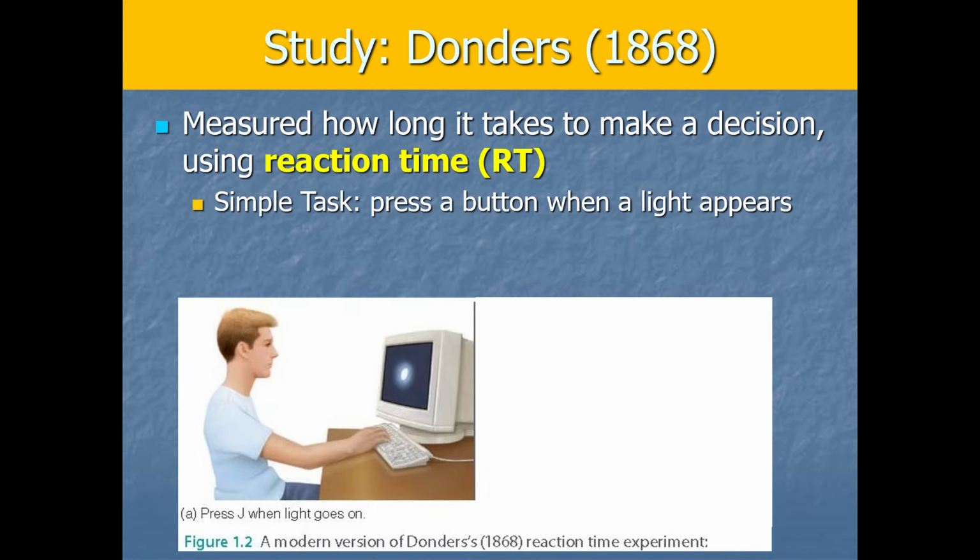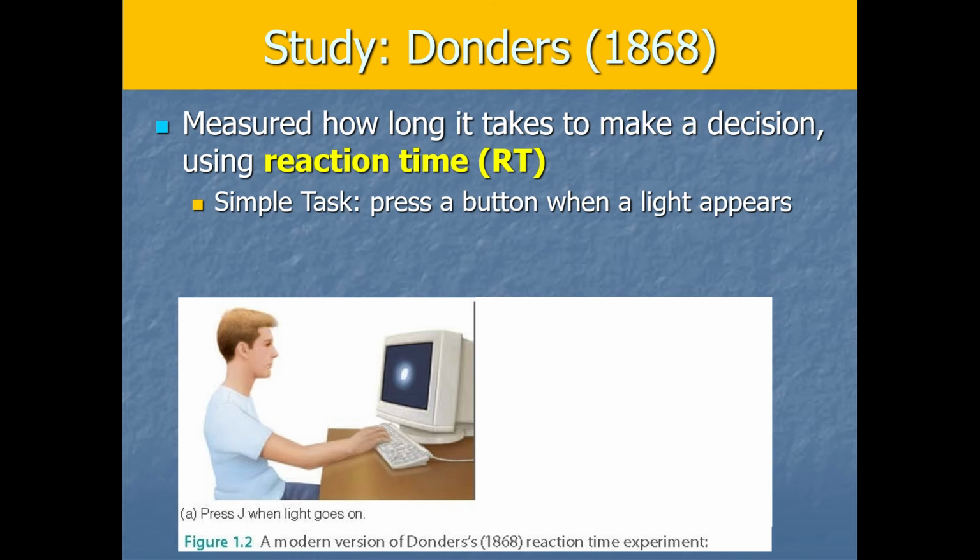Now, he started with a simple task. People would literally just have to press a button when a light appears. Again, he didn't have a computer, but we could do it on a computer now. So a light shows up, you just have to press a button as quickly as possible. Once the light hits your eyes, your brain registers it, you immediately start a motor signal from your brain going down to your finger, and the finger presses a button. Bam! We record how long that whole process took.